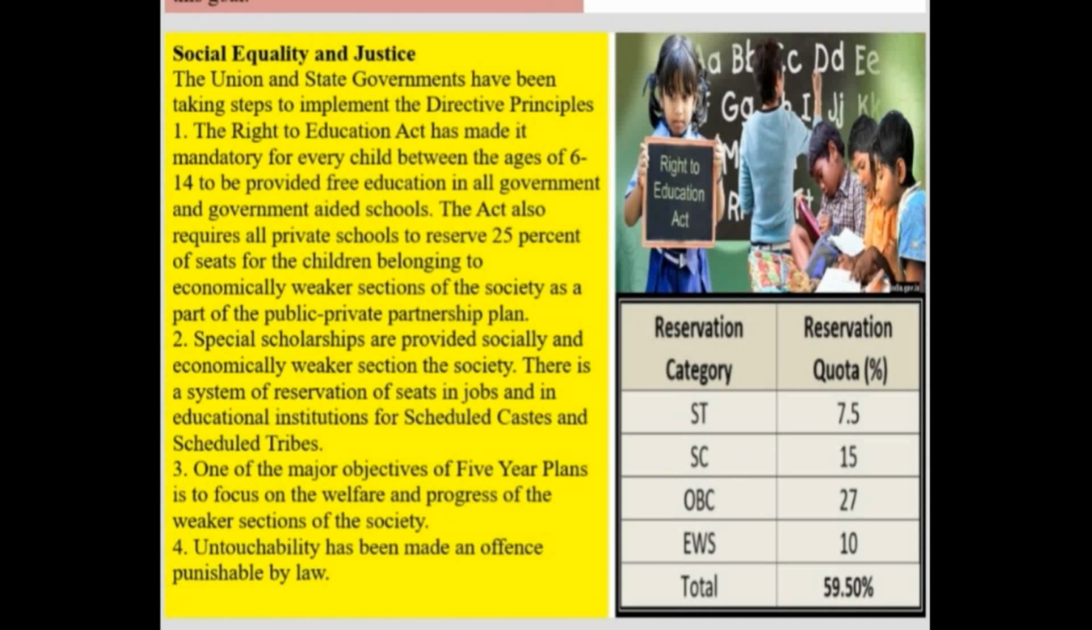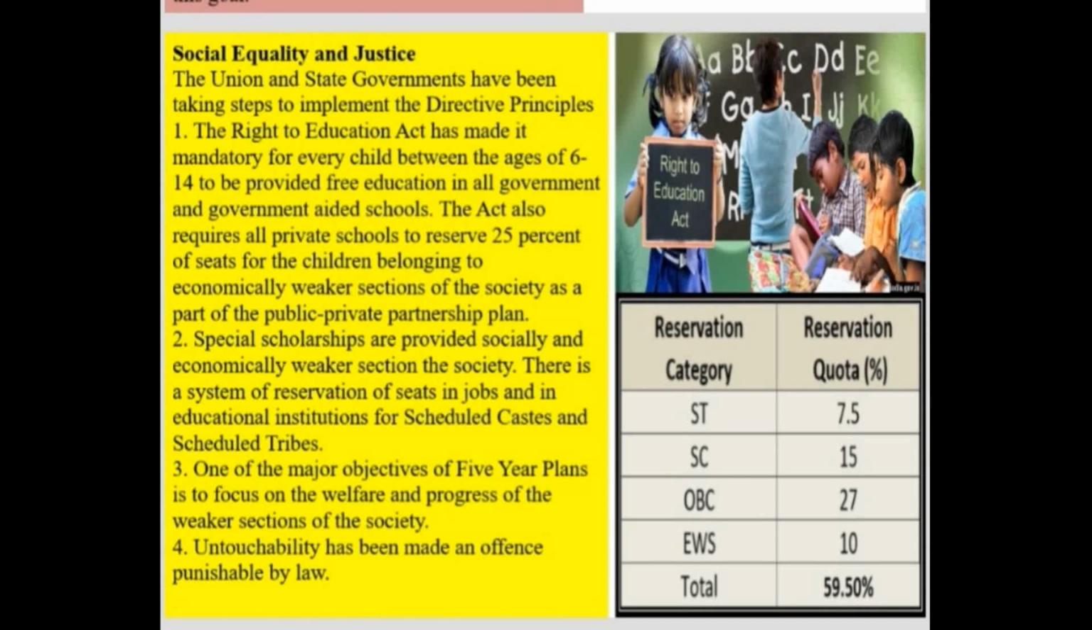Under those programs, the Right to Education Act was one such program taken up by our central and state governments. Under this Act, every child between the age of 6 to 14 should be provided free education in all government and government aided schools. Also, this Act requires all private schools to reserve 25% of seats for children belonging to economically weaker sections.